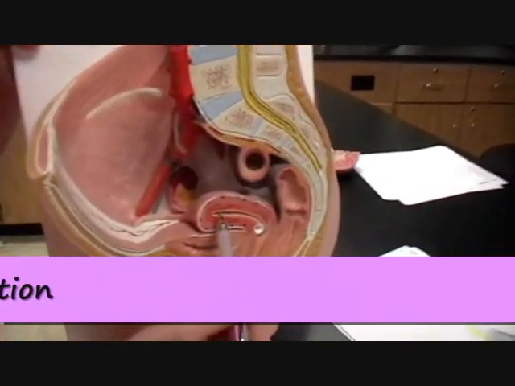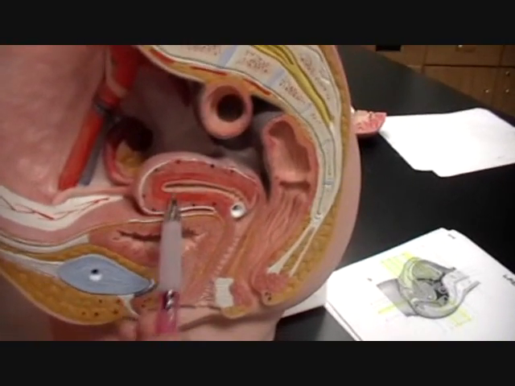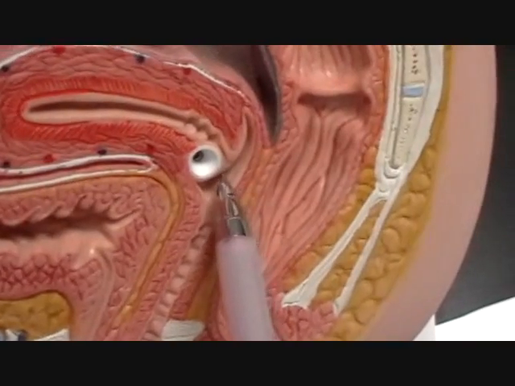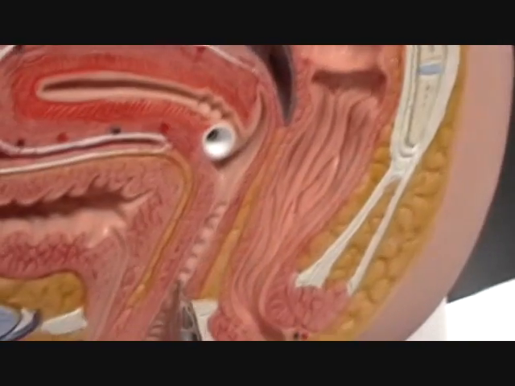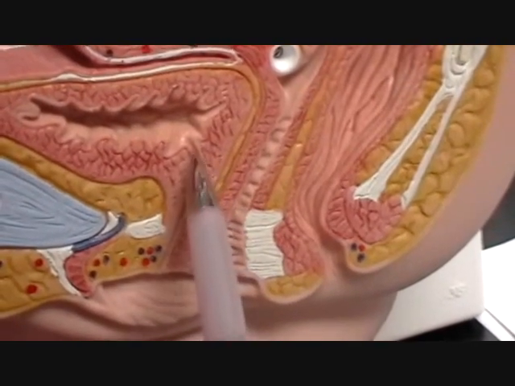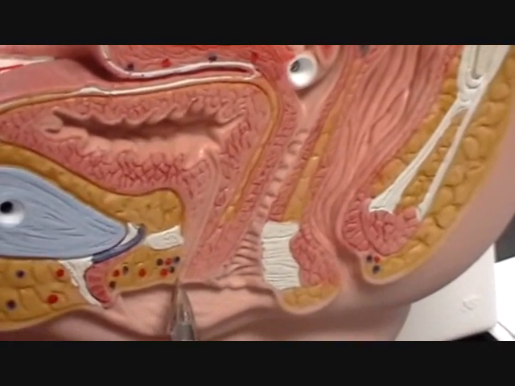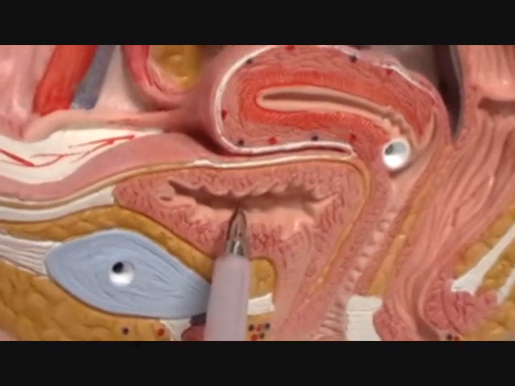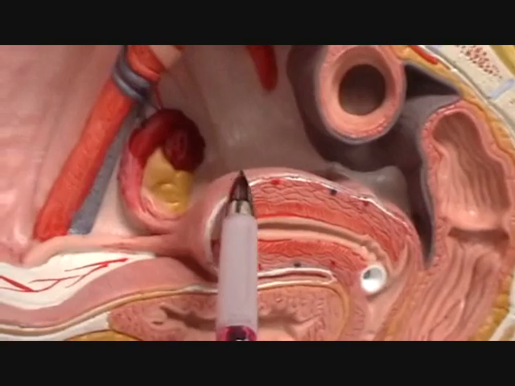This is the uterine cavity. This is the opening of the uterus, or the cervix. This is the vagina. This is the urethra. This is the bladder. This is the fundus of the uterus.